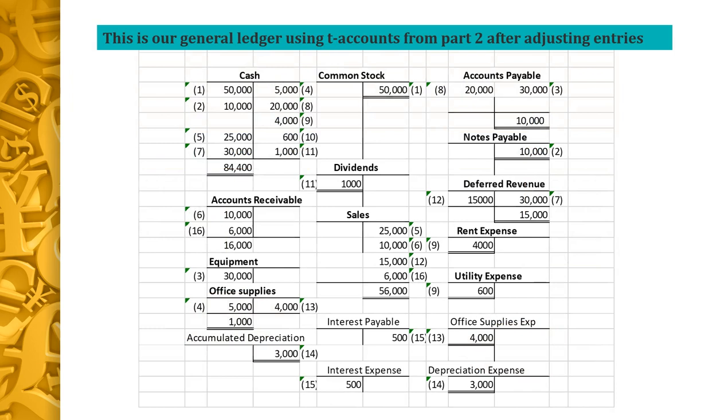Here's what it would look like, and we would show the totals. If you notice this, I have the totals for each one of these. And now what we're going to do is prepare an adjusted trial balance. This is the one you're going to use to do the financial statements, which we do in part 2.